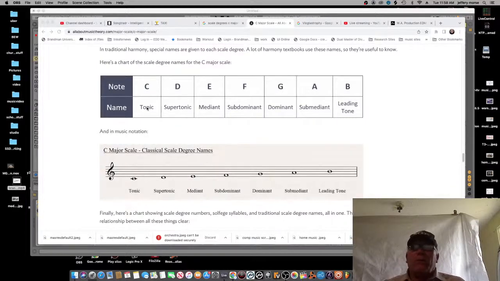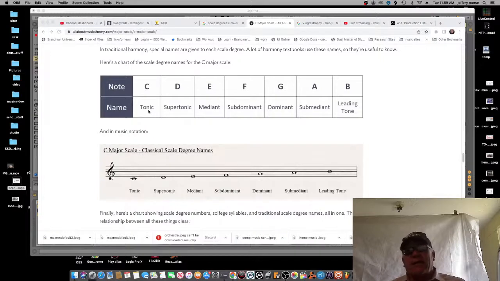So if we look at scale degrees, you have to get the lingo right. Scale degrees. Here we have tonic. D would be supertonic. E would be mediant. F would be subdominant. G would be dominant. A is submediant. B is subtonic or leading tone.